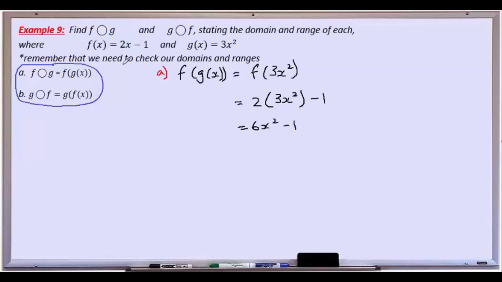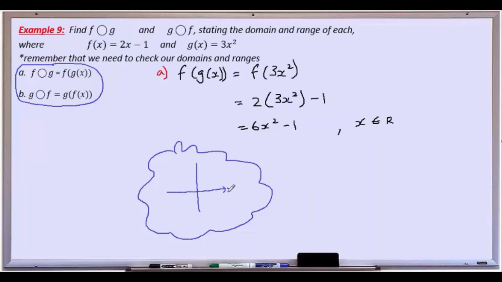And there is no restriction on my domain here, because any number that goes into g of x will be able to come out. So x is an element of real numbers. However, when we think about the range here, we need to remember this is a parabola. So let's have a think about what a parabola looks like. So here's my thinking bubble. Here are my axes.